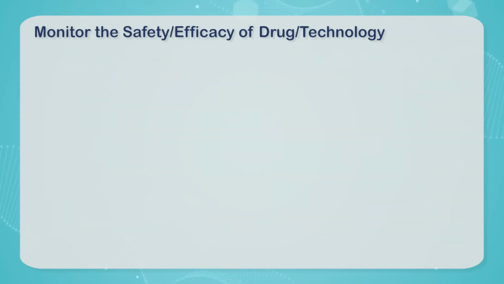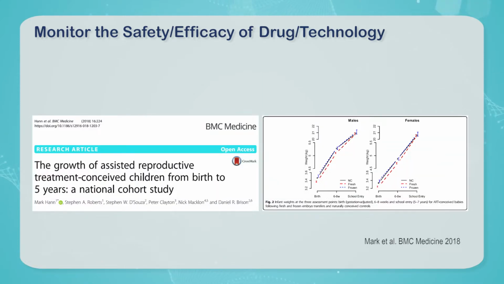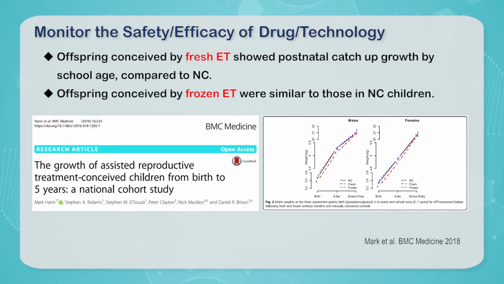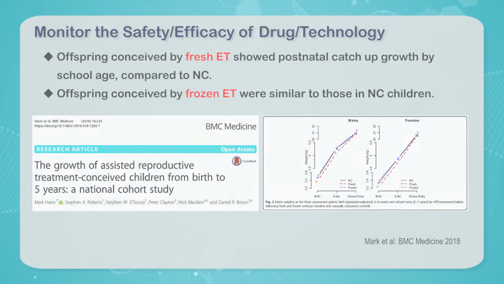The last example is to monitor the safety of the technology. It was published in BMC Medicine in 2018. The result indicated that fresh embryo transfer offspring grow faster than both frozen embryo transfer offspring and naturally conceived counterparts.